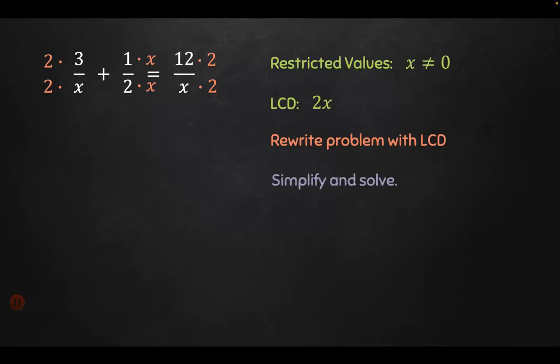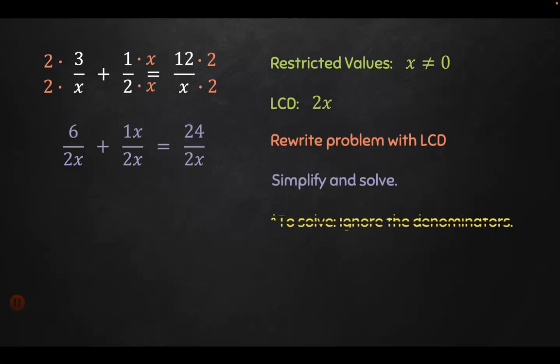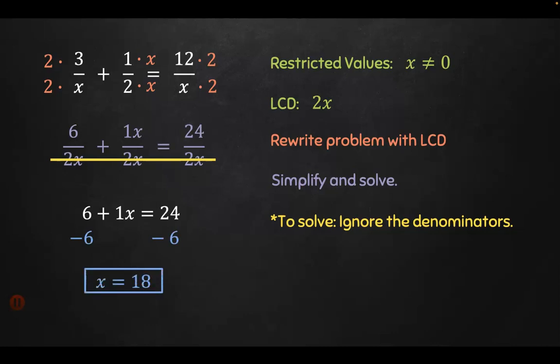Then I'm going to simplify and solve. I'm going to go ahead and multiply everything together. I got 6 over 2x, and then 1x over 2x, and then 24 over 2x. So what I notice is that now all my denominators are going to be 2x. So if I want to solve now, I'm actually going to ignore the denominators. They're all the same, right? So I'm going to just focus on solving my numerator. So I've got 6 plus 1x equals 24. And when I'm solving for x, I'm going to subtract 6 from both sides. And I'm going to get x is equal to 18.